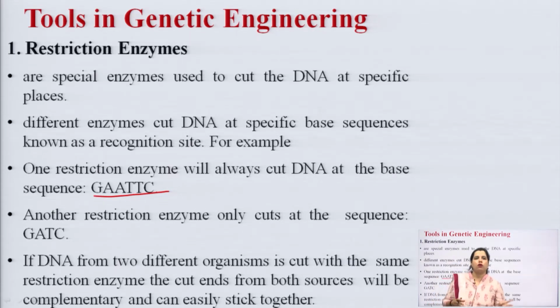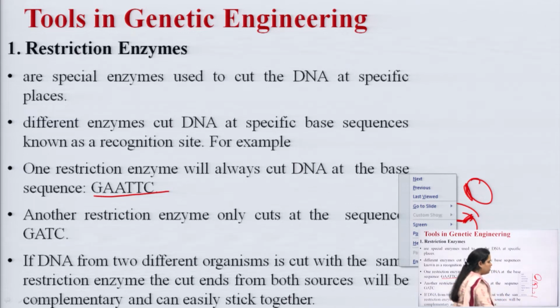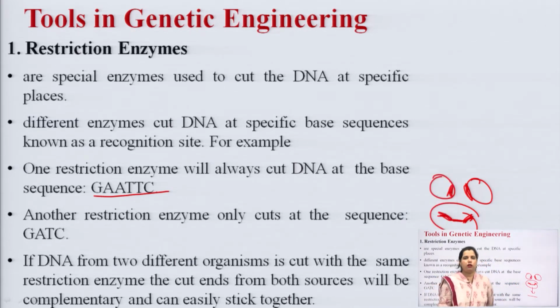If DNA from two different organisms is cut with the same restriction enzyme, the cut ends from both sources will be complementary and can easily stick together, right. So, this means that if we are using two different strains and cutting a particular site, these fragments will be complementary to each other and can easily stick together. That means we can use a common restriction enzyme to cut the specific site from two different varieties of strains, and we can join them together using ligase enzyme, right. So, the restriction enzyme is used only to cut the specific site we need.